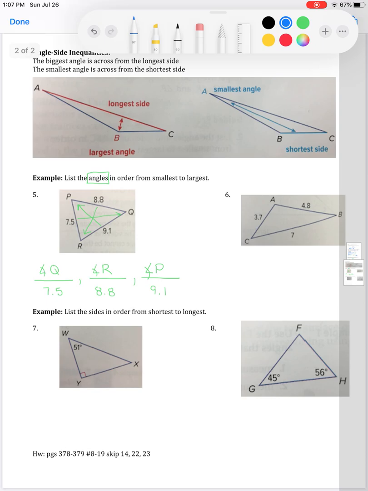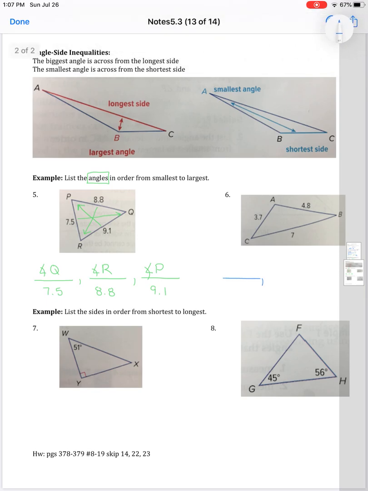These are going to be helpful indicators to help you figure out what your angle order is going to be. So the smallest side, 7.5, has to be across from the smallest angle. Well, 7.5 is across from Q, so that means Q comes first. 8.8 is across from R, so R comes next. And then 9.1 is across from P, so P comes last. So the order that you would give from smallest to largest would be angle Q, angle R, and angle P.